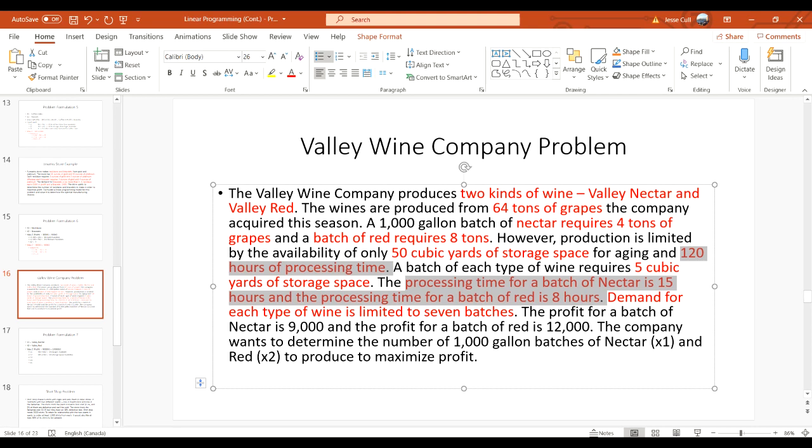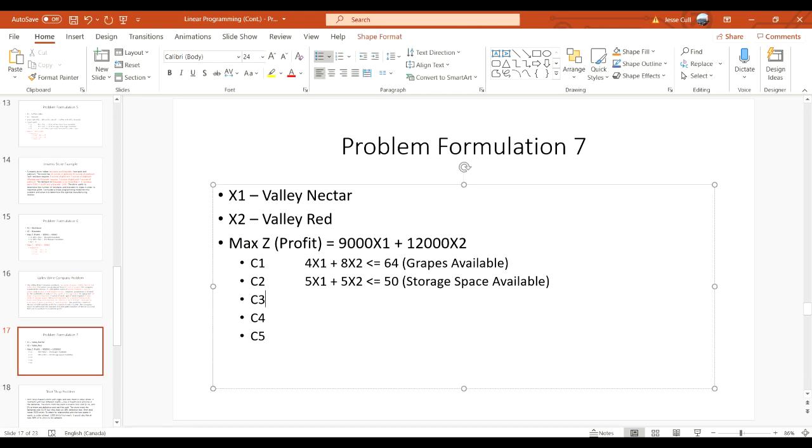Nectar is x1, so 15x1. Red is x2, plus 8x2, less than or equal to 120. So 15x1 plus 8x2 less than or equal to 120 hours, and that's manufacturing time available. So here we see that we've completed 3.